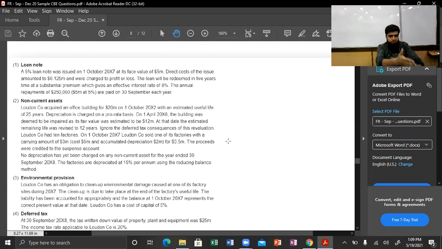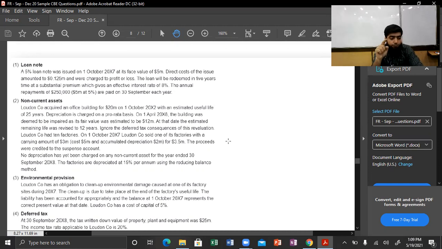So the strategy to solve the final account question is to always take one adjustment first. First adjustment, I'm going to solve that adjustment, and then I will put the figures to adjust the retained earning account. Let's see what is the first adjustment.